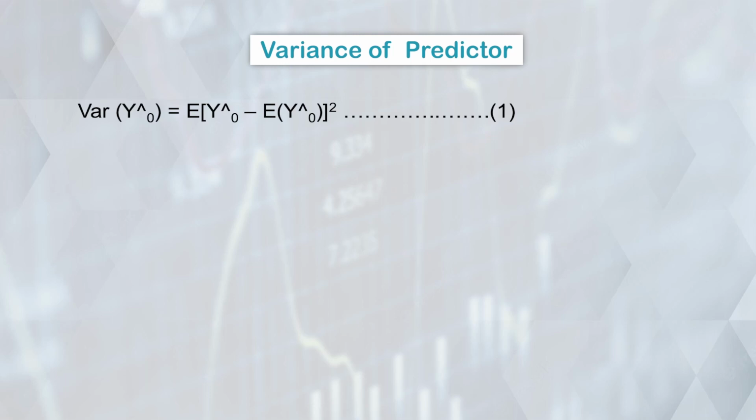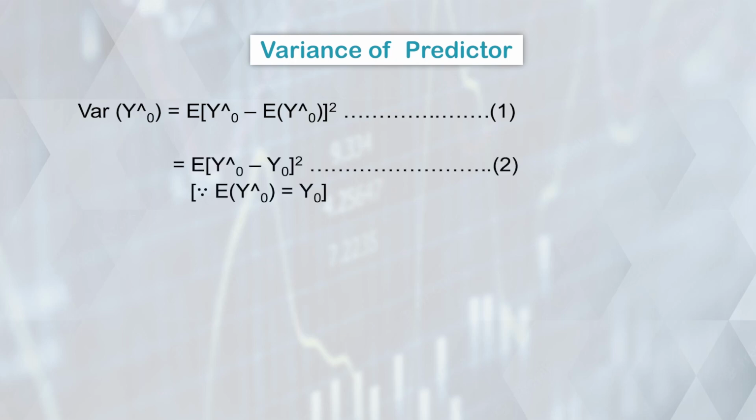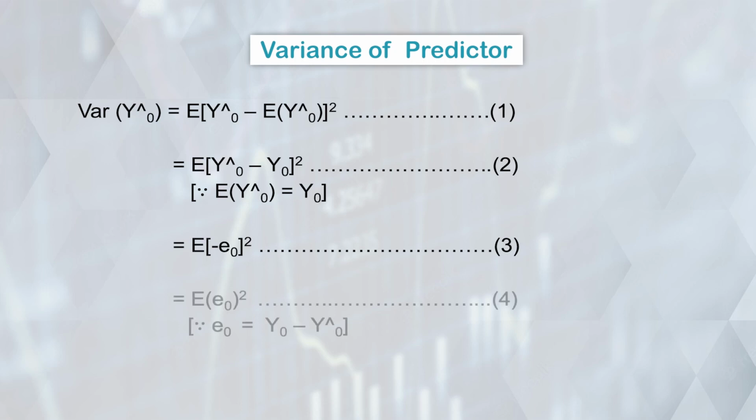As by the expression of variance of x, if x happens to be a random variable. Based on that, we have just now seen that y0 hat is an unbiased estimator of y0. So in place of the expectation of y0 hat, we can write y0, and thereby we can go for equation number 2 because it is an unbiased estimator. Now this difference is actually the minus of the error E0. But since it's in the square form, the minus is getting eliminated, and we get expectation of E0 square as the final expression of step number 4.